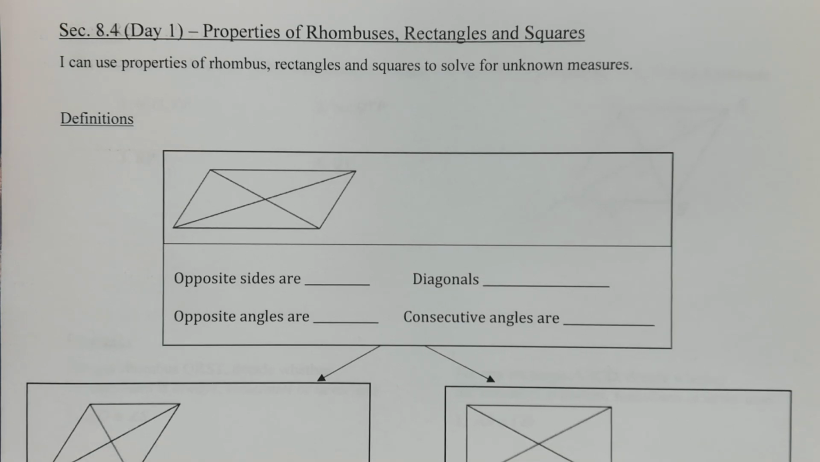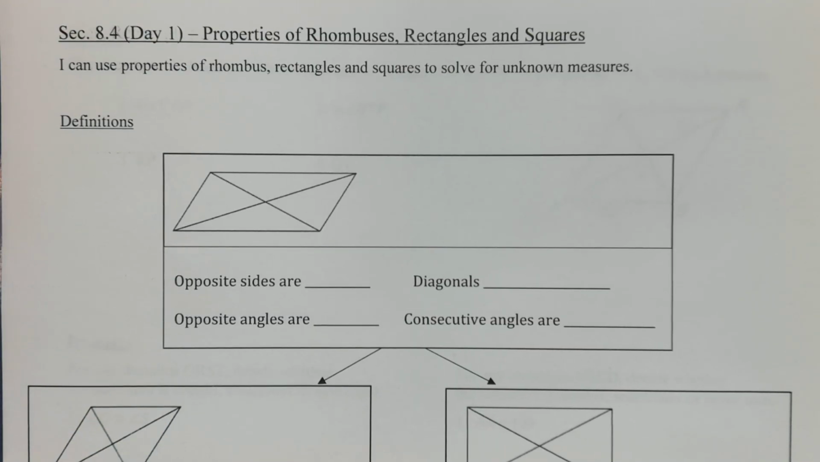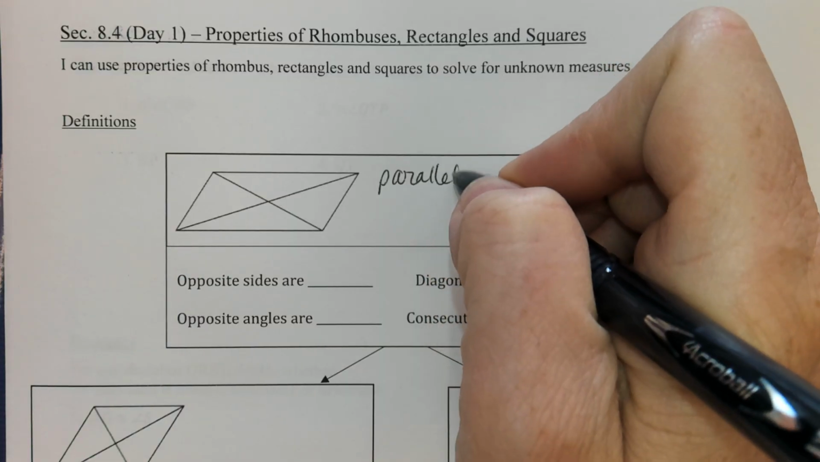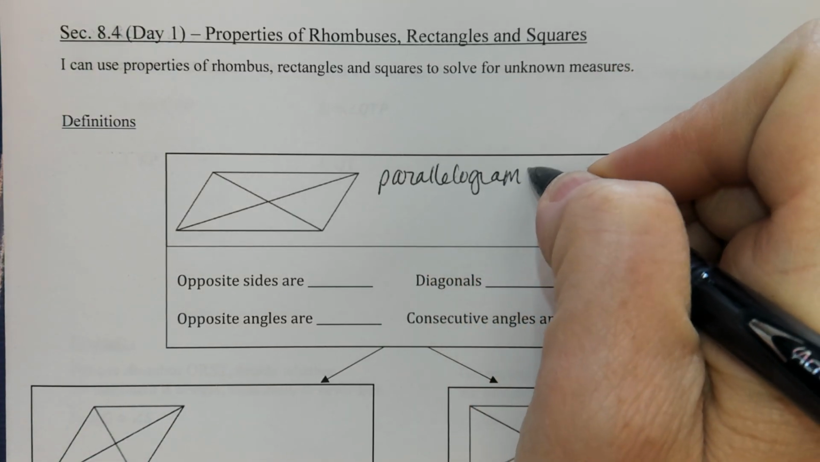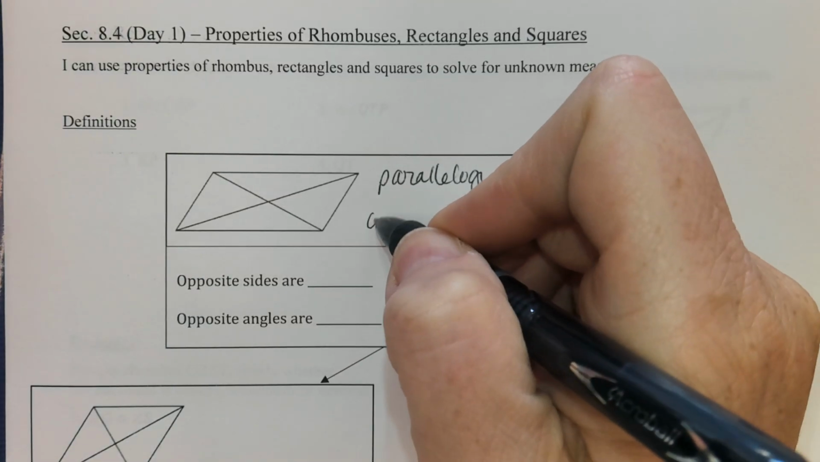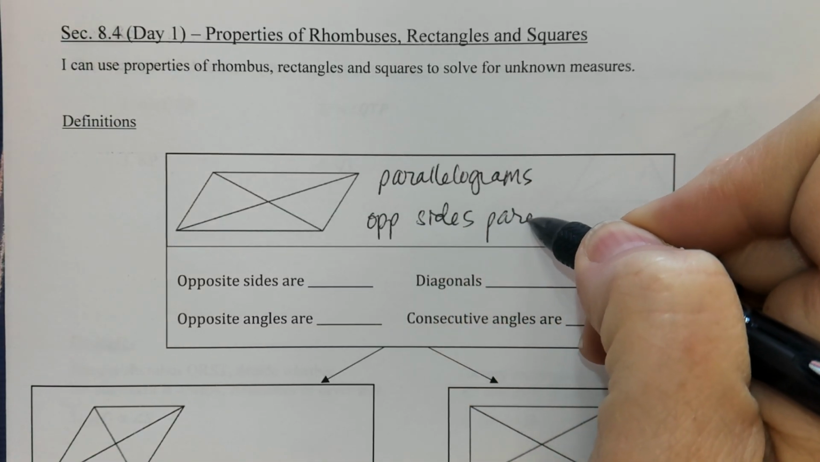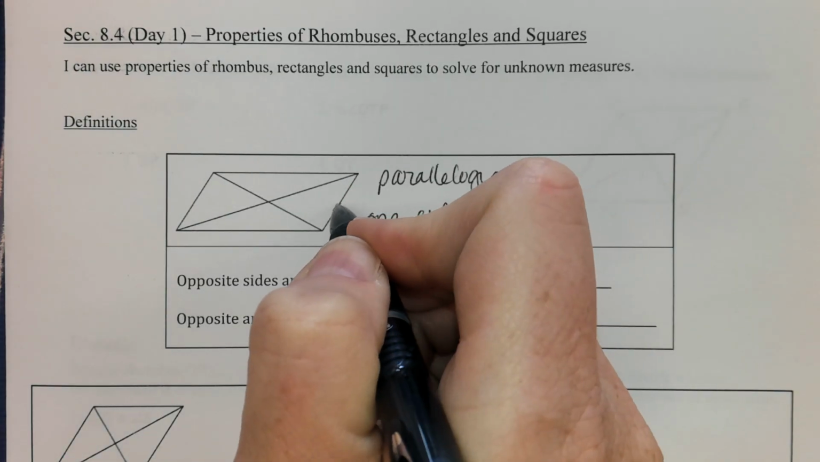This is section 8.4, and today we're going to talk about properties of rhombuses, rectangles, and squares. For a quick recap, we're going to talk about parallelograms, which is our first one. Remember, parallelograms are defined by having opposite sides parallel. I'm going to go ahead and mark that.